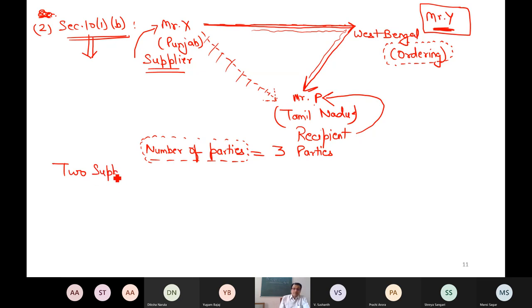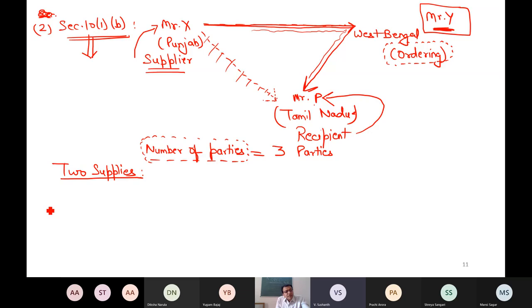Two supplies are happening. Sir, but it's just the order of Mr. Y to deliver the supply to Mr. P. So, how is it a supply, sir? How? Sir, it is just an order by Mr. Y to supply the goods to Mr. P. Yes. Right. So, how can it be considered as a supply?